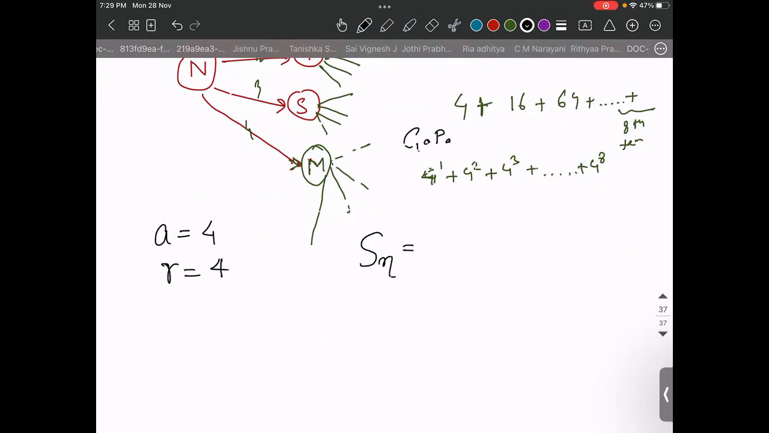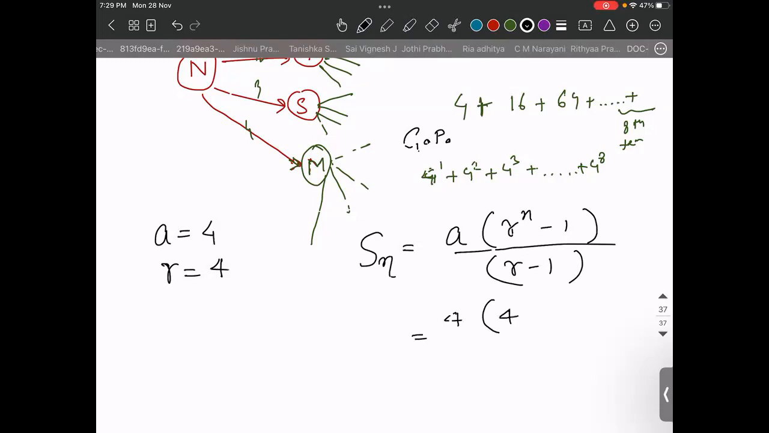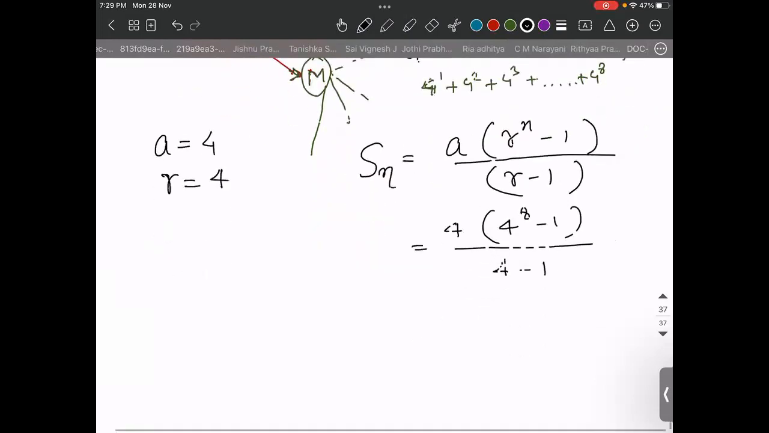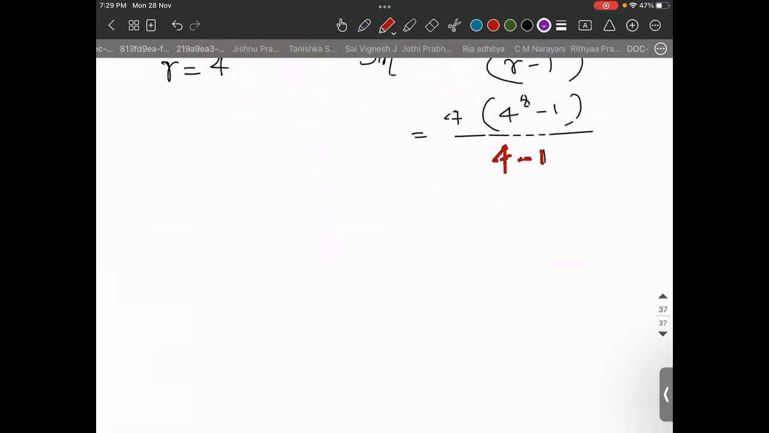Sn is a times r to the power n minus 1 upon r minus 1. Find it out. n is already given. n is 8. So 4 into 4 to the power 8 minus 1 upon 4 minus 1. How much are you getting? Can anyone tell me the answer? 4 by 3 into 4 to the power of 8 minus 1.